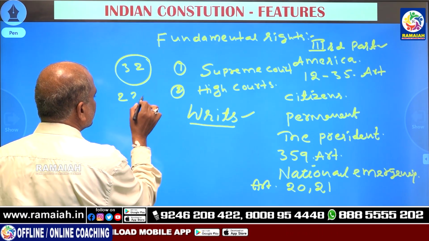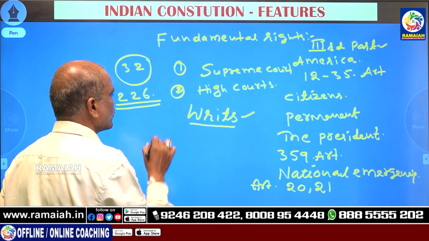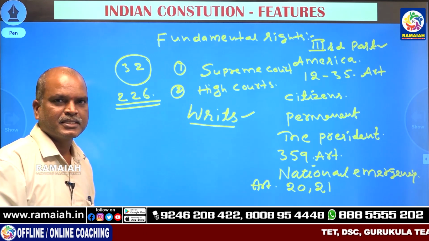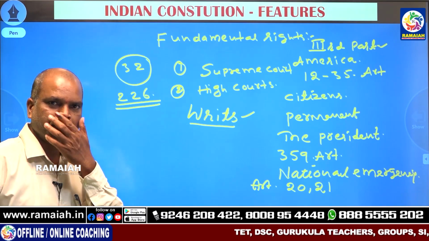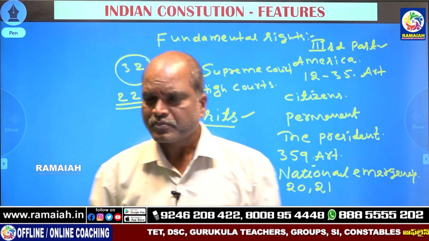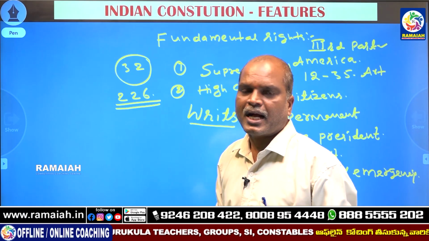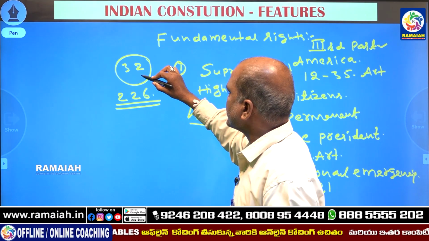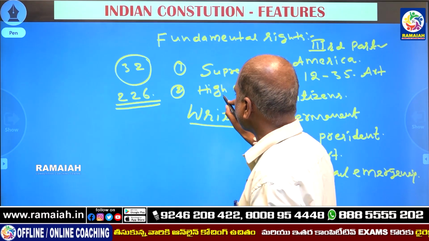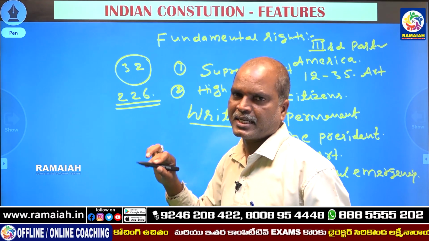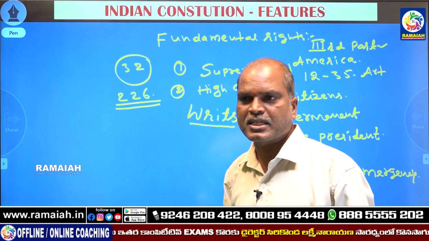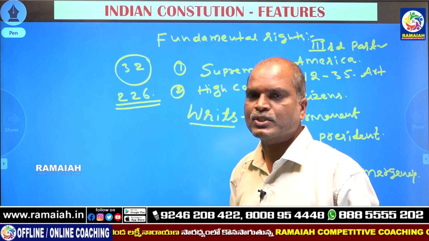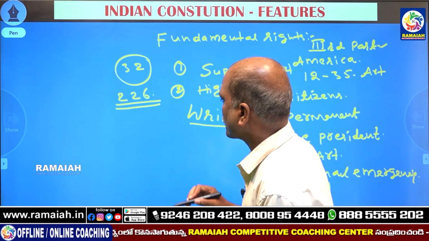According to Article 226, the High Court issues the writs to protect the fundamental rights. Clear? So one is Supreme Court, second one is High Court. Under different articles, they issue writs to protect fundamental rights of citizens. One is habeas corpus, second one is mandamus, third one is certiorari, fourth one is quo warranto, fifth one is prohibition.